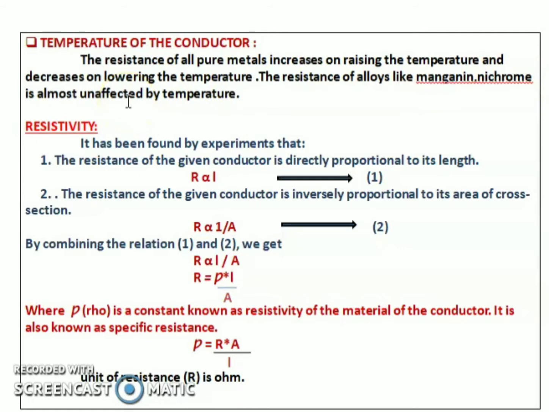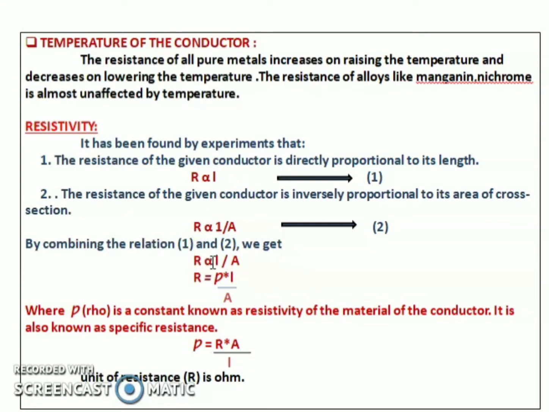Next we are going to see about resistivity. It has been found by experiment that the resistance of a given conductor is directly proportional to its length, so R is directly proportional to L. The resistance of a given conductor is inversely proportional to its area of cross section, so R is inversely proportional to A. By combining equations 1 and 2, we get that the resistance is directly proportional to the length and inversely proportional to the area of cross section.